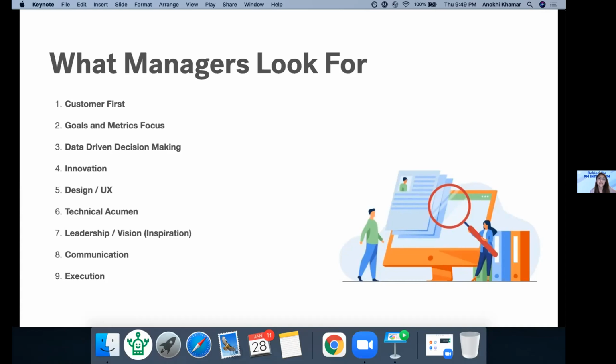Goals and metrics focused. Can you identify how success will be measured? What does success look like? And have the ability to answer questions with that hat, so that in the end you are tying everything back to customer need, but also business need and business strategy.